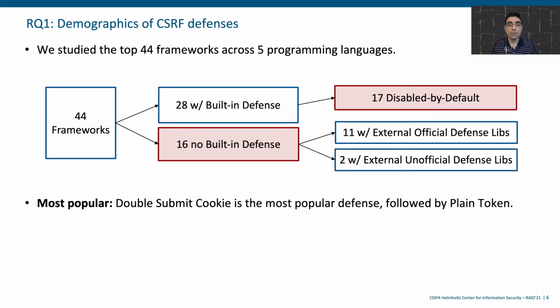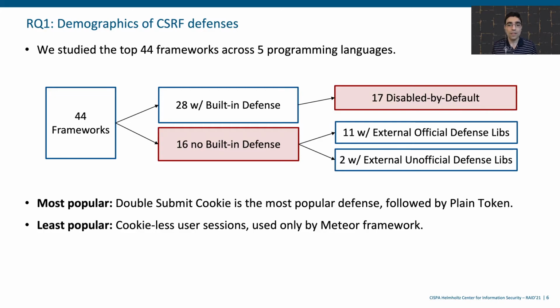Interestingly, we observed that the most popular defense is double submit cookie followed by plain token, whereas the least popular defense is cookieless user sessions, which is an emerging pattern where the web storage and custom client-side JavaScript code replaces cookies and cookie management policies respectively.